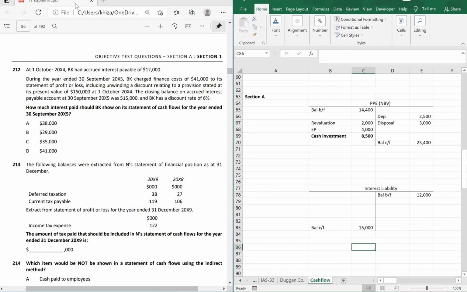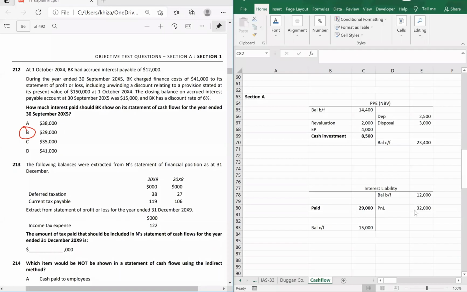The rest is up to you now. Tell me what the answer is. Yes. All right. You need to make sure that you remove the unwinding of discount impact, because that's not actually interest. It's just based on the concept of economic present value, right?